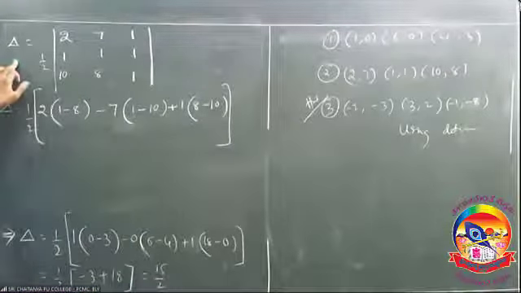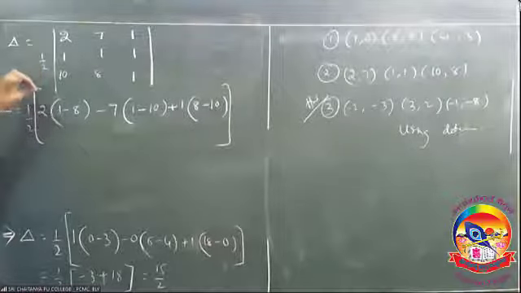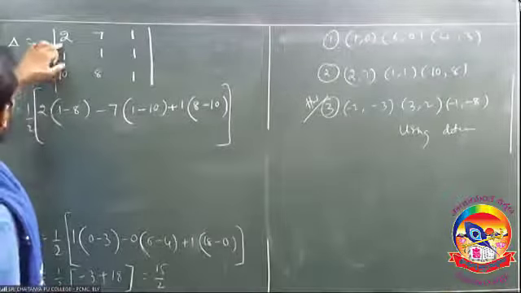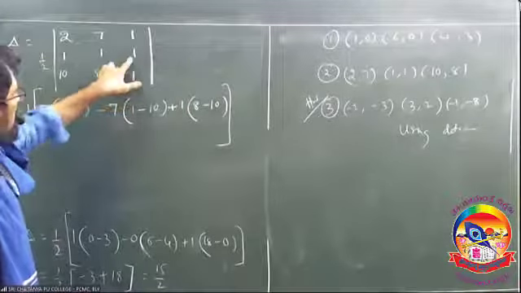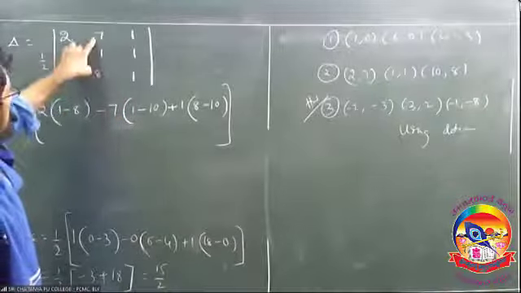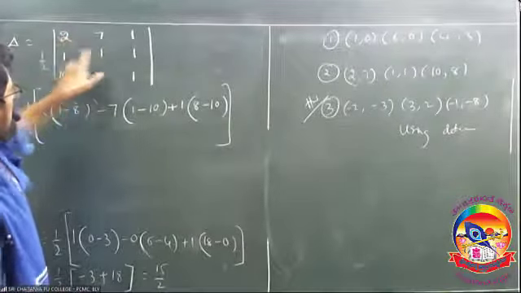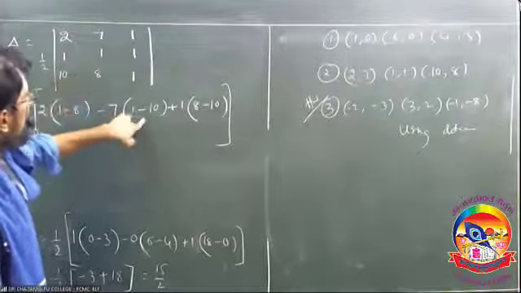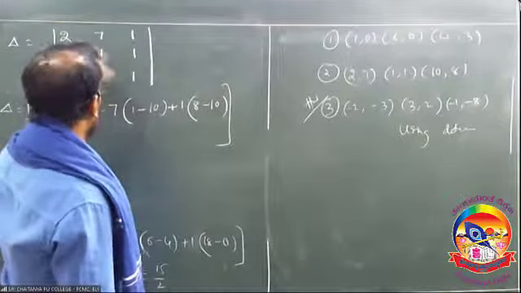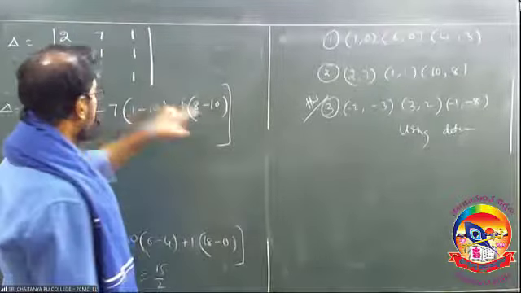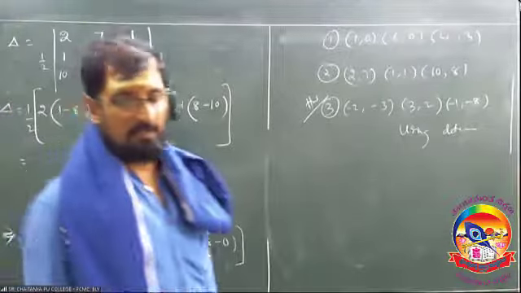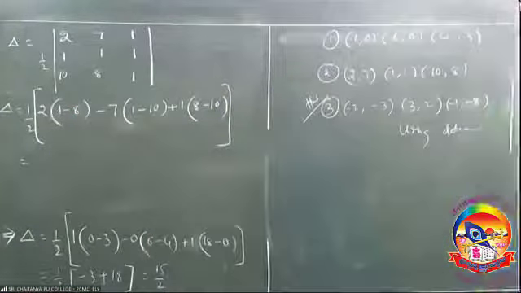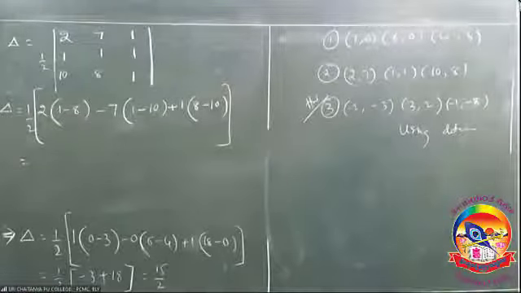Why? Because our formula is 1 by 2 into delta. 1 by 2 into, exclude this column and this row, 1 minus 8, minus 7 into, exclude this column and this row, 1 minus 10, plus 1 into, exclude this column and this row, 8 minus 10. Okay, you simplify this one, you should get the answer. Simplify that one, and delta should be equal to that much square units.